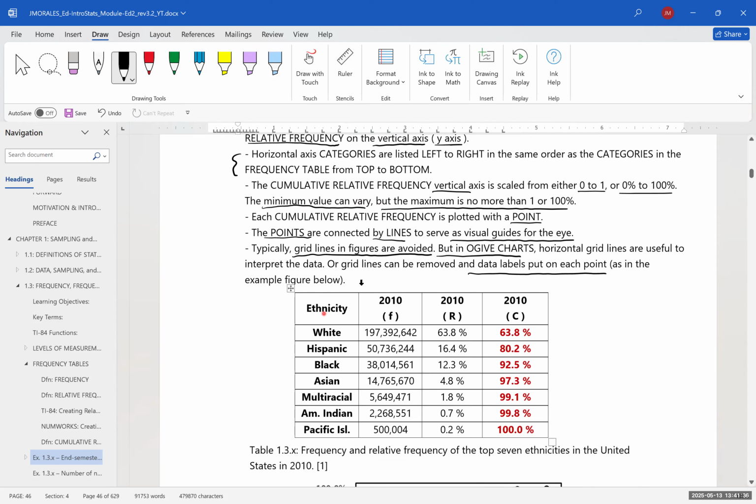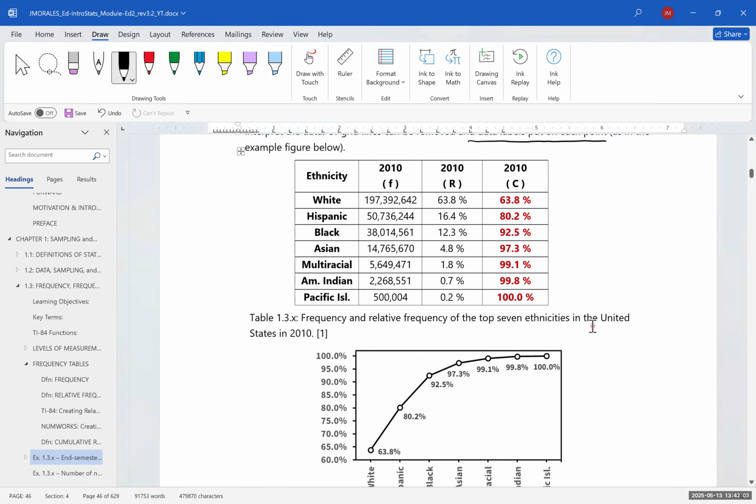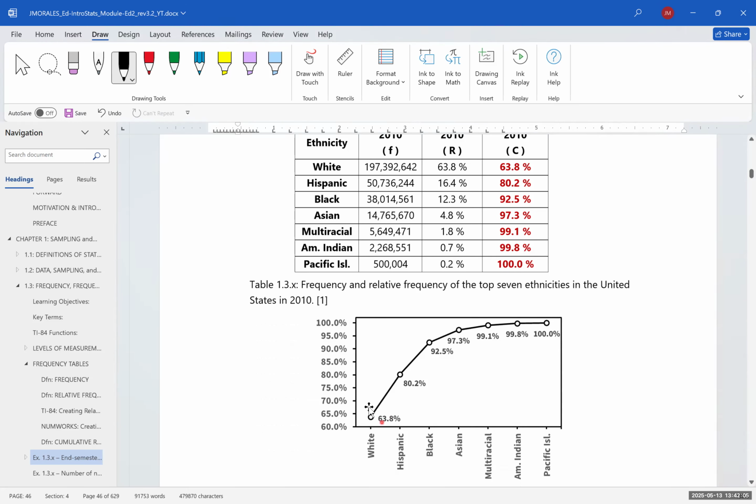So, here's that frequency table. We have our categorical column with a frequency column next to it, a relative frequency column next to that, and then a cumulative relative frequency column on the very end. So an ogive graph means we're going to be graphing these points in this cumulative relative frequency column. And here's an example of an ogive graph.